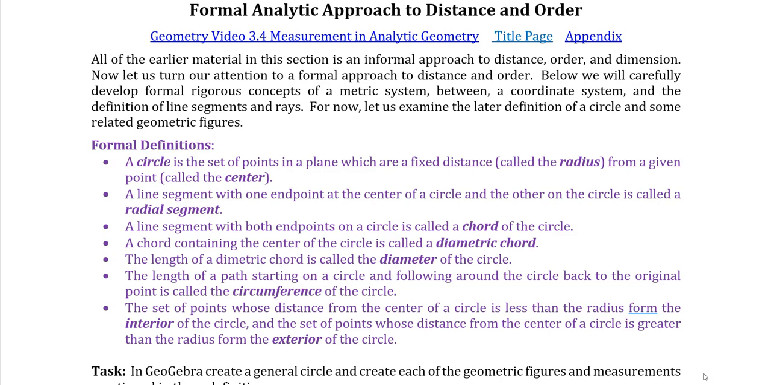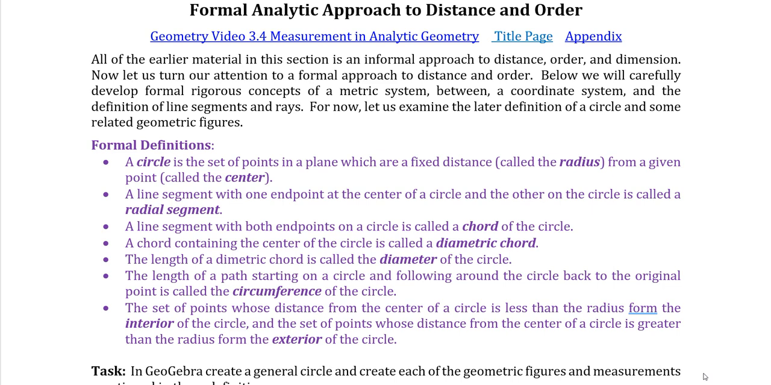Now that we've looked a little bit informally about distance, especially in Euclidean geometry, let's return to a more formal analytic approach to distance and order. All the earlier material in this section is an informal approach. We talked about distance, order, dimension. Now let's turn our attention to a formal approach to distance and order.